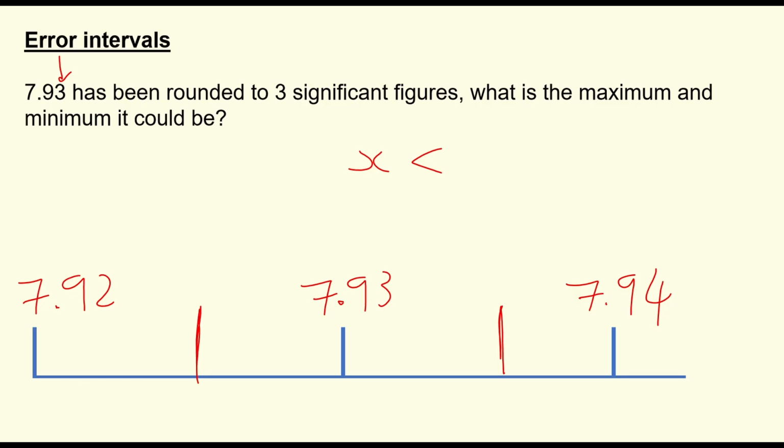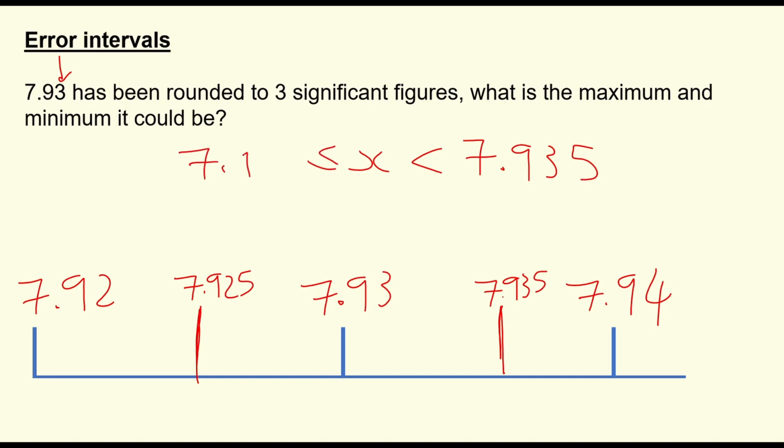So 7.935 is our halfway point, isn't it, between these two? Notice it always goes 1 decimal place beyond what you've had it rounded to. 7.925 is our halfway point there. So x has got to be in between 7.935 and 7.925.